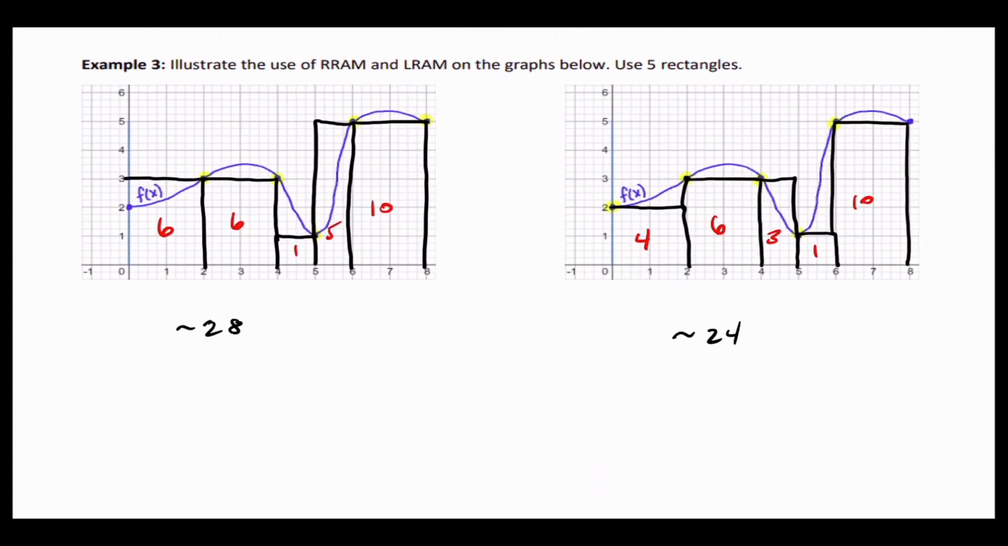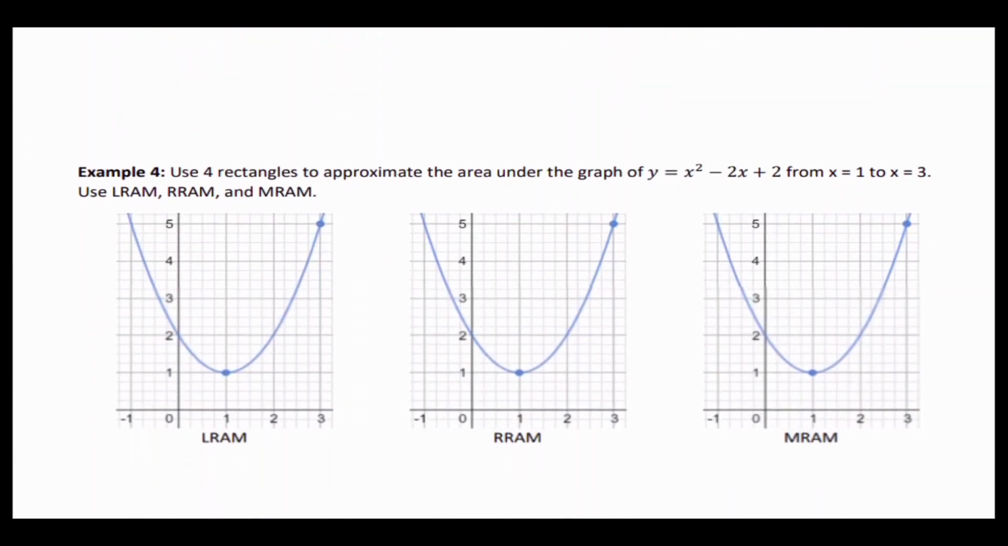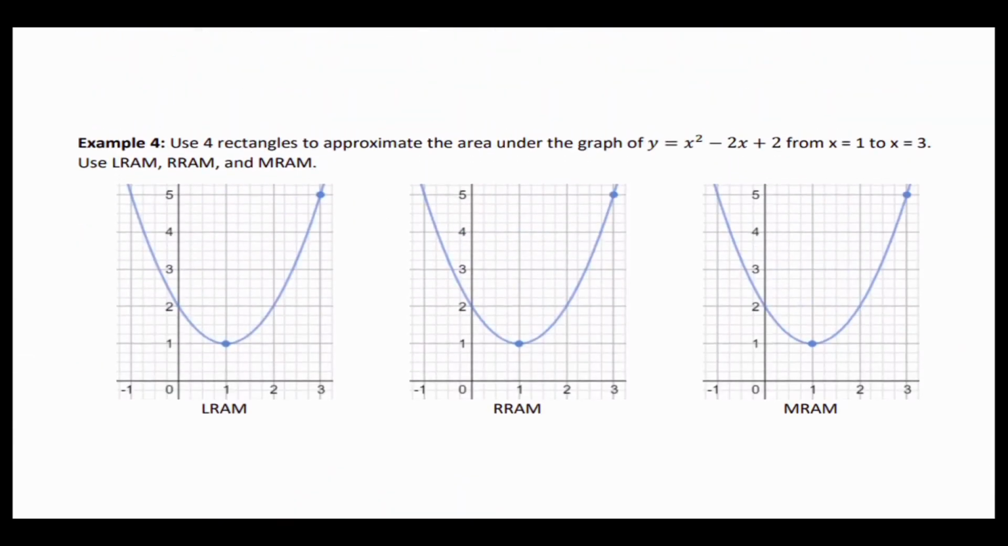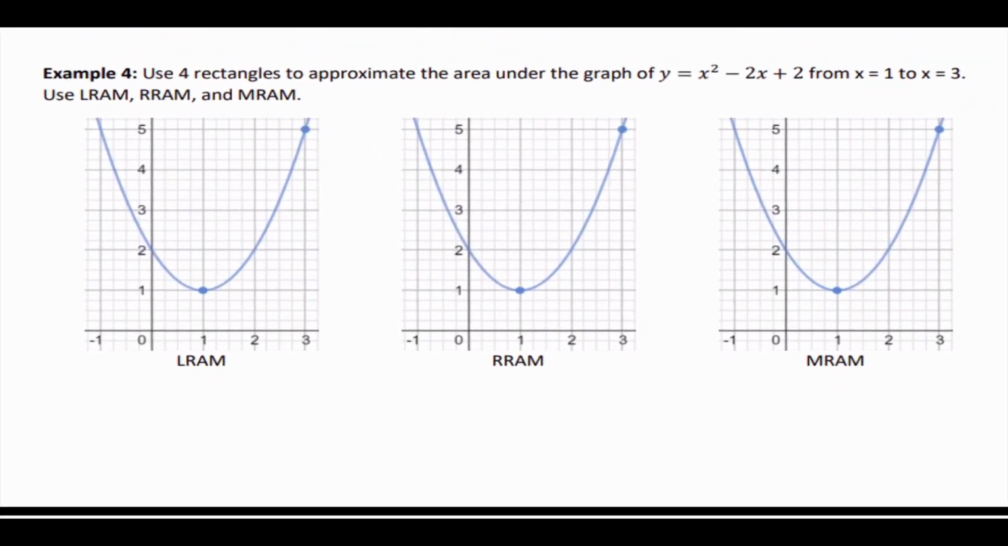Okay, so now we're actually going to do an example here that is a little more of what you're going to see. So the function actually has its actual y equals x squared minus 2x plus 2. So that's the actual function. That's the actual graph there. It's a parabola. So what we're going to have to do is find area under the curve from 1 to 3. From 1 to 3.